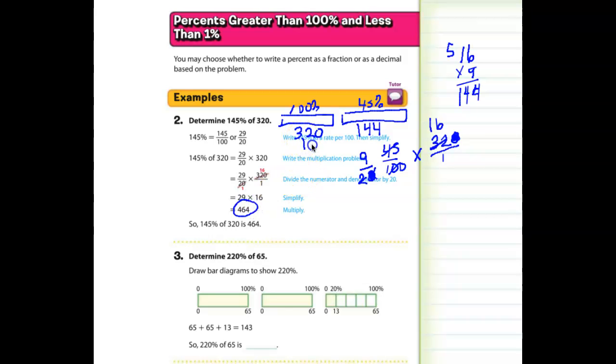So if I go ahead and line this up right underneath it, it's not like the pen's running out of ink. I do not know why it goes crazy. Okay. So 2 plus 4 is 6, and then we end up with 464 like that. Okay. So that's how you do problems that are involving something larger than 100%.